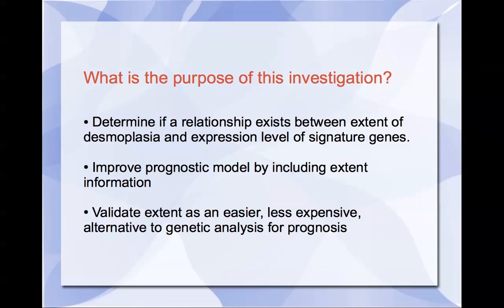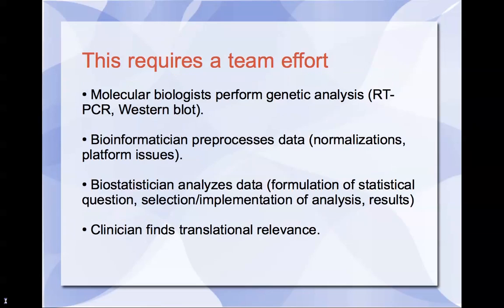The real purpose of doing this is to determine if a relationship exists between extent of desmoplasia and expression level of signature genes. The purpose of that is to improve the prognostic model by including extent information, and thirdly, to validate extent as an easier, less expensive alternative to genetic analysis for prognosis. If you can establish the relationship between extent and gene expression, then depending on what situation you're in, you can use one in place of the other, but you'd have to establish that relationship.